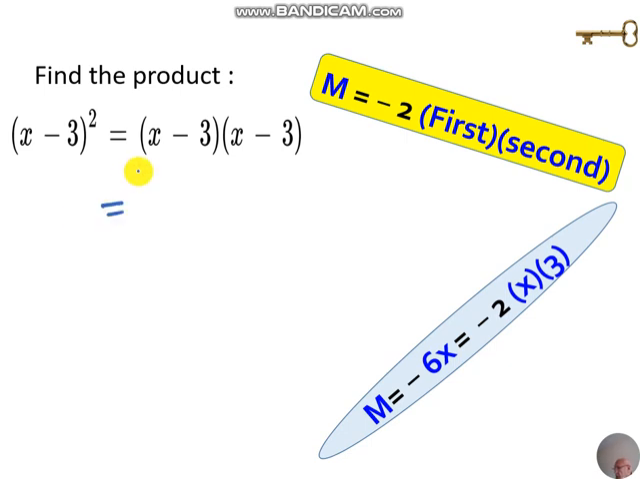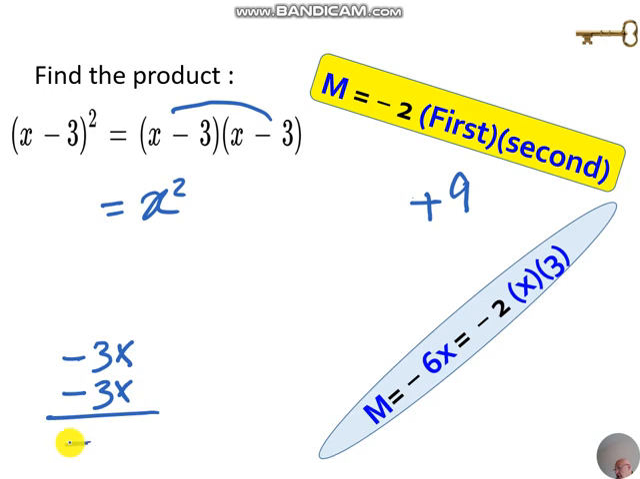Here also, x times x is x squared. Negative 3 times negative 3, I get positive 9. And the last term is always positive. The inner product is negative 3x, and the outer product is also negative 3x. The middle term is negative 6x. I break the negative 6x into the first times the second. x times 3 is 3x, multiplied by 2. If the sign is negative, it stays negative. The middle term stays negative, and it is the first times the second, which is 3x, multiplied by 2.